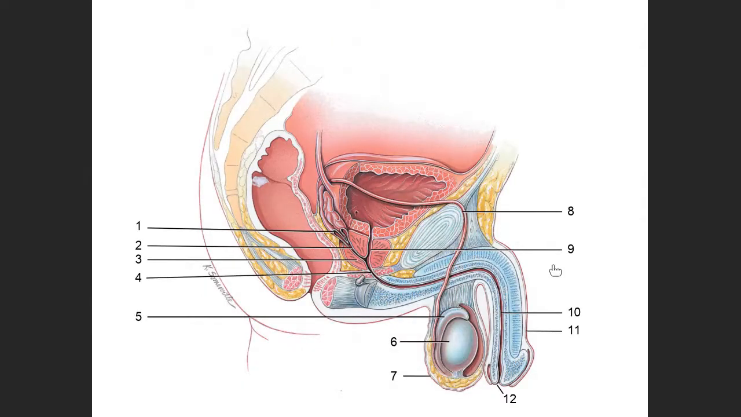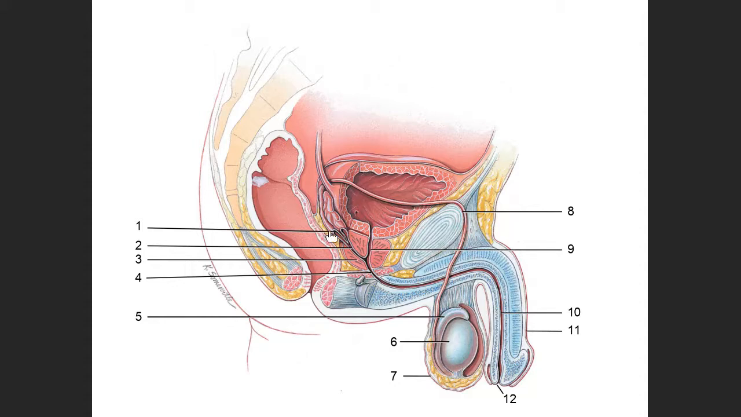In this picture, you can see the sagittal section of male pelvis. In this sagittal section, you can see number 6, this is the testis. Number 7 is the scrotum. Then you can see number 5, this is the epididymis. And number 8, the vas deferens. The vas deferens comes to the body, passes both sides of bladder and goes to the back of bladder.